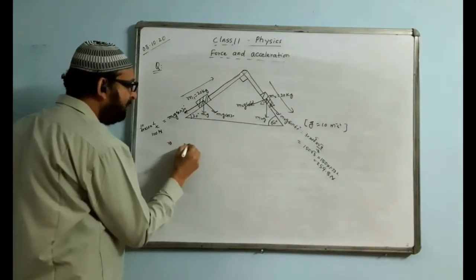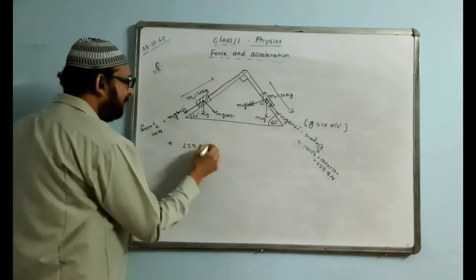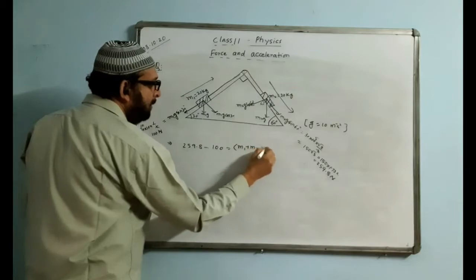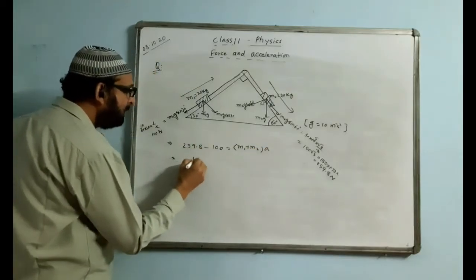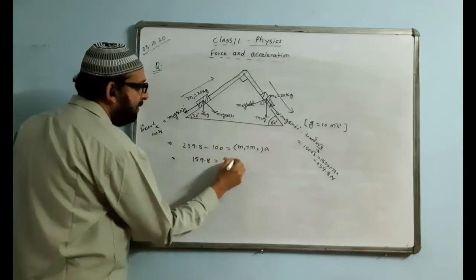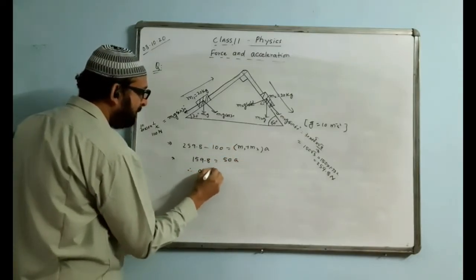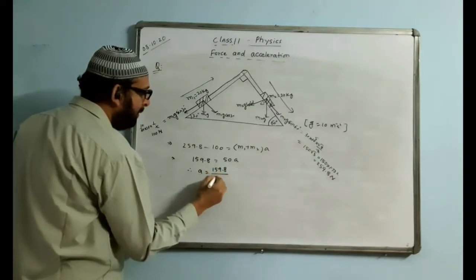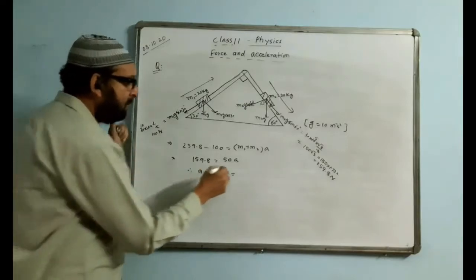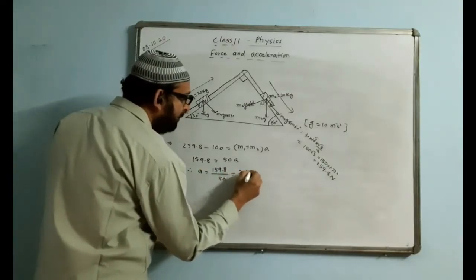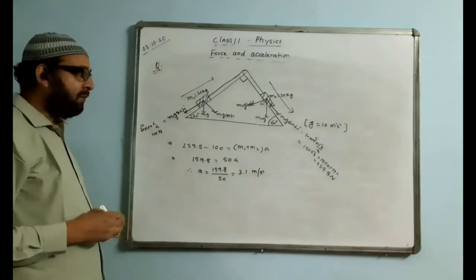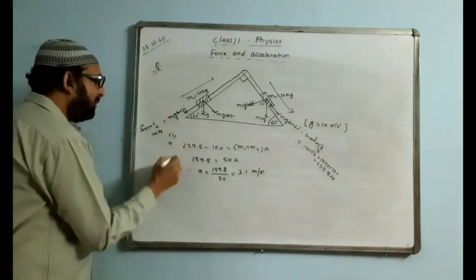So I am writing the equation of motion like this: 259.8 minus 100 is equal to (m1 plus m2) a. This will come 159.8. m1 plus m2 is 50, so 50a. Therefore, the value of a is 159.8 upon 50, which is 3.16, approximately 3.1 meter per second square. That is the answer for the first part.